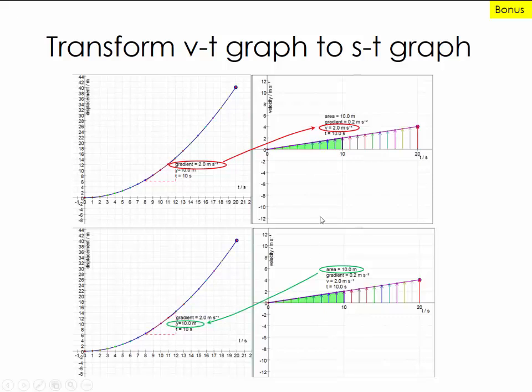So you need to be able to also convert a VT graph to an ST graph. As I mentioned earlier, you use the area to mark the value. So now you reverse: find the area at each second and mark the points on the displacement time graph, and you can get this graph. This is one way to do it.